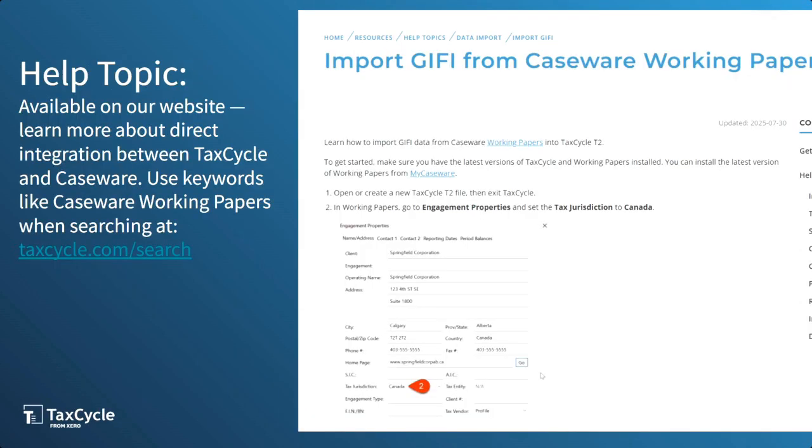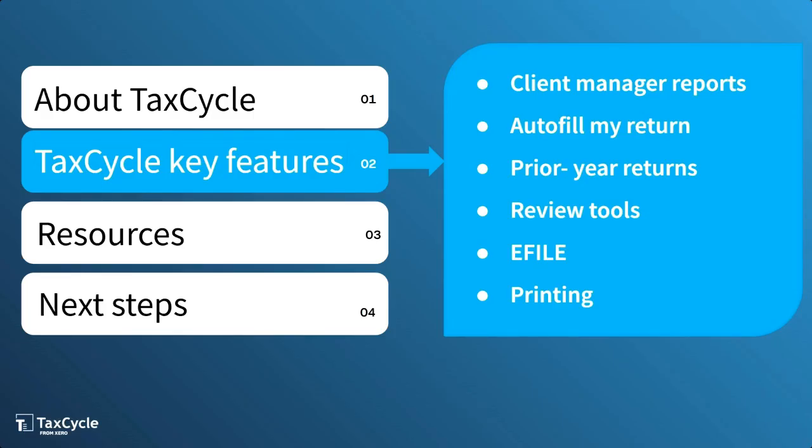We do have a help topic available, so if you're curious how it looks, you can always go to taxcycle.com and search up the Caseware Work Papers Help article, and it'll give you a bunch of insight into how that operates. Some of TaxCycle's key features, we have client manager reports, we have autofill returns, so that's T1, T2, where you can bring data in automatically from your CRA portal of your clients.